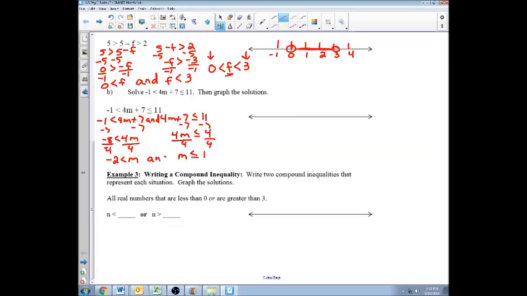This is an AND problem. So remember, I have to write my M in between. So again, I just write negative 2 is less than M, M is less than or equal to 1. So now I need to make my graph.